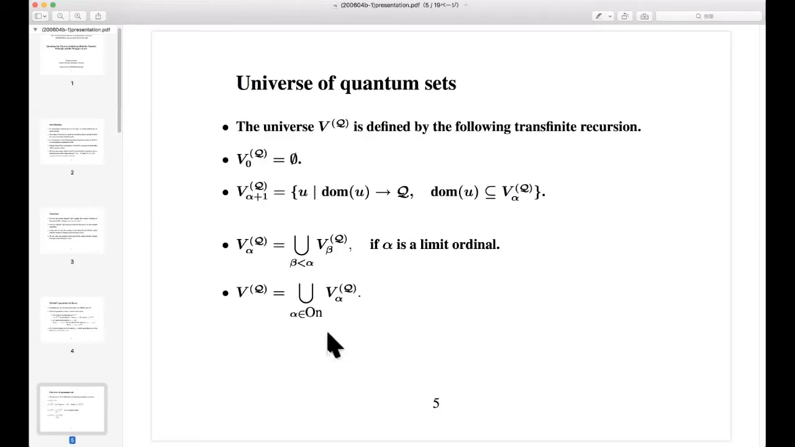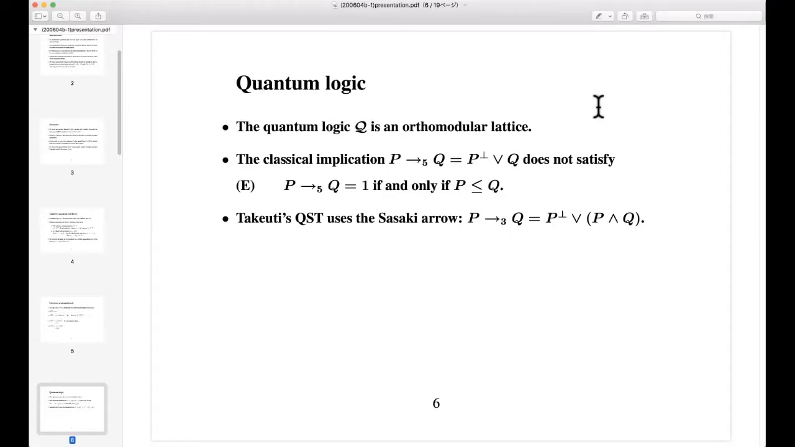The quantum logic Q is an orthomodular lattice, and it is well known that there is arbitrariness in choosing the implication operation in an orthomodular lattice. The classical implication, P implies Q equal to not-P or Q, does not satisfy the following property: P implies Q is equal to 1 if and only if P is less than or equal to Q. So we need to use a different candidate for implication for this theory. Takeuchi's quantum set theory uses the Sasaki arrow, defined as P implies Q equal to not-P or (P and Q).